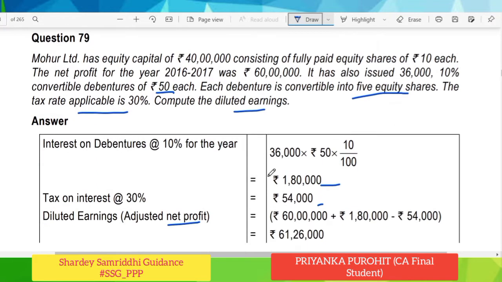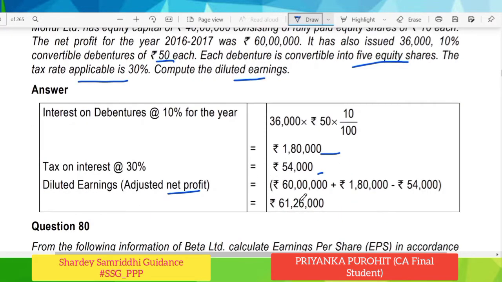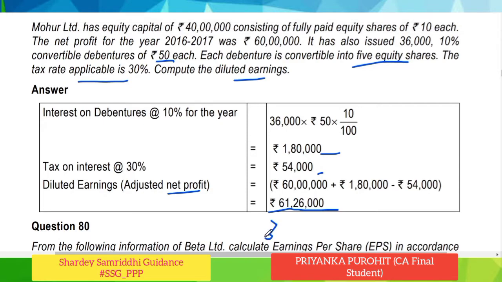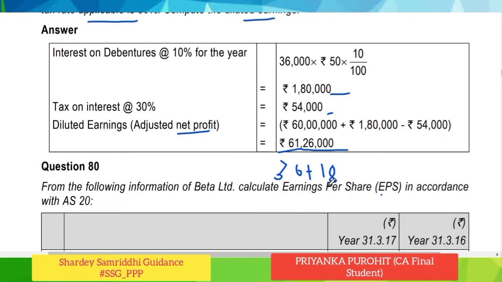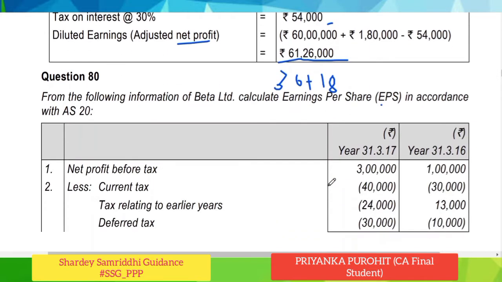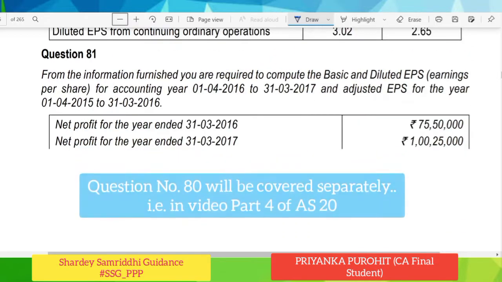Here we have to only compute the diluted earnings. Had we had to calculate the diluted EPS, then we would have divided this 61 lakh 26,000 by the revised number of equity shares, that is 36,000 plus 18,000. Then we would have got the diluted EPS also. But in this question only diluted earnings are asked, so we will leave this question here only. So now let's look into the next question.